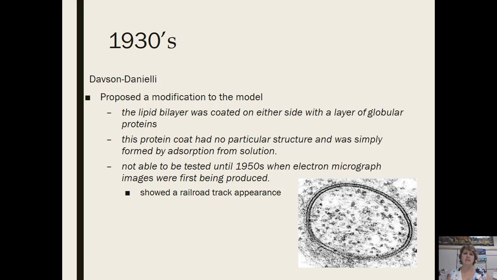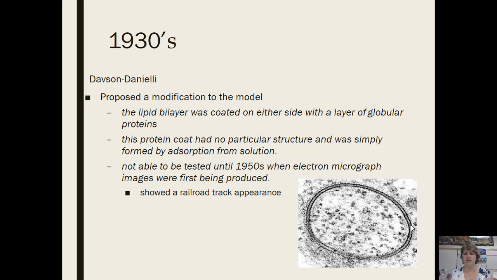And with electron microscopy, we were able to see details of cellular structures that we had not seen before. And when we looked at cell membranes under an electron microscope, we were able to see, just like this image here, this electron micrograph image of a cell, that the cell membrane looked like it had a railroad track appearance. And we knew at this time that proteins showed up very much darker than lipids did. So this railroad track appearance really did support their idea and their proposal of this structure of the lipid bilayer being sandwiched or coated by globular proteins.